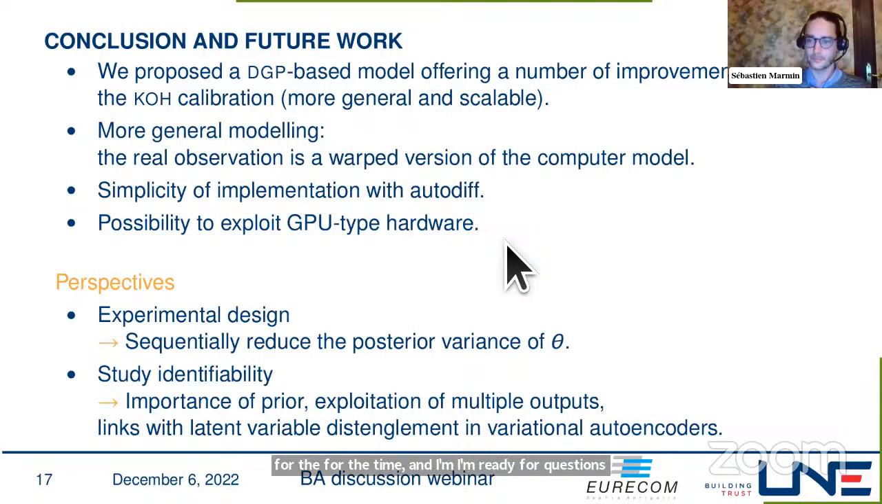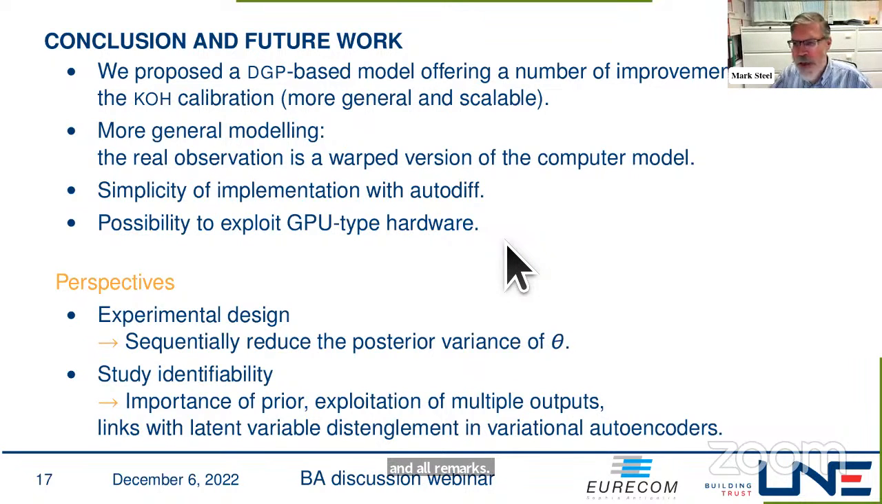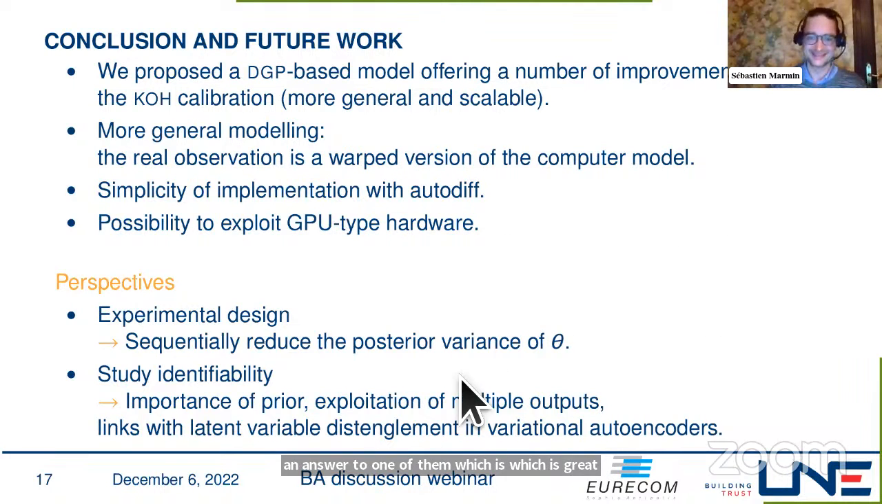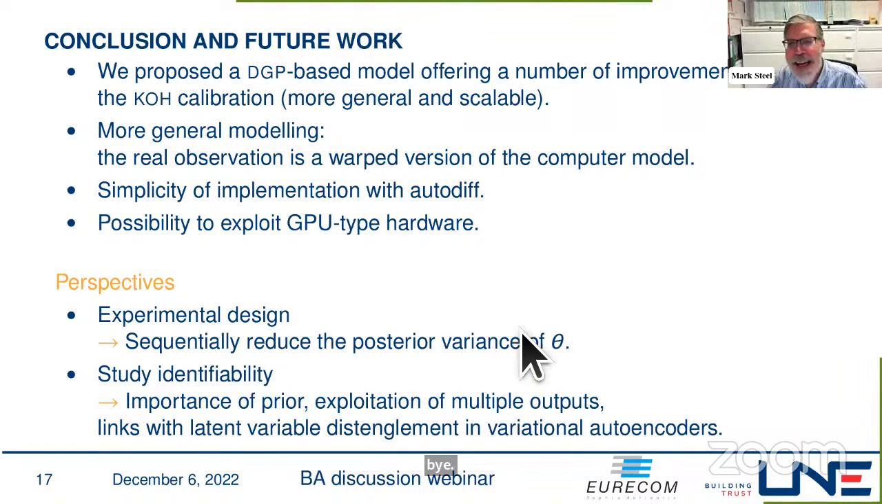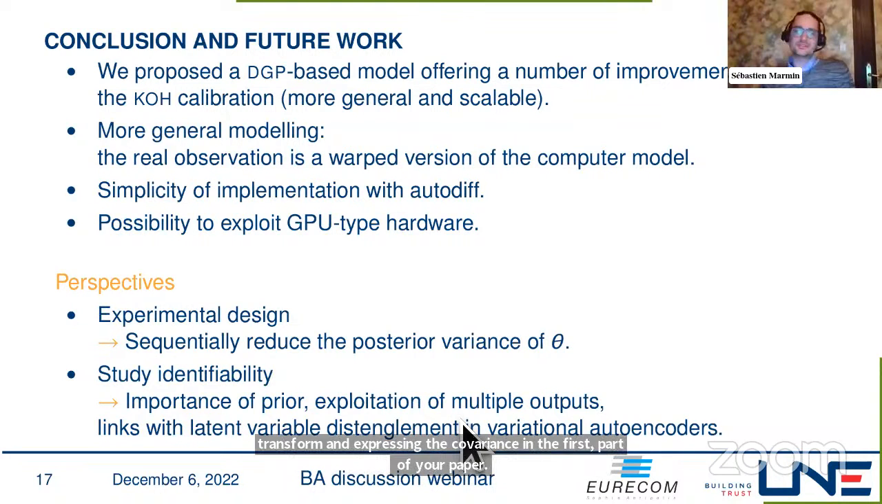Wonderful. Thank you very much, Sébastien, for a very well-timed presentation. That's great. There are a few questions, and I think Maurizio is actually typing an answer to one of them, which is great. The other question I can see is somebody asking, would it be possible to apply a wavelet transform instead of a Fourier transform in expressing the covariance in the first part of your paper? If you have a 30-second answer to that.